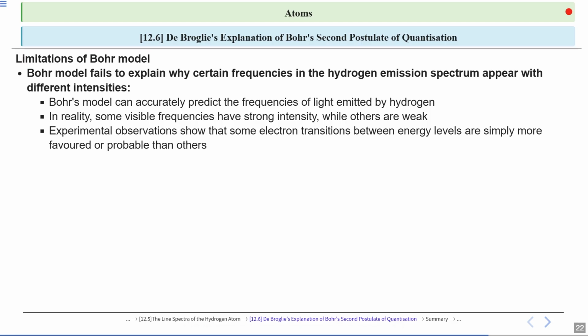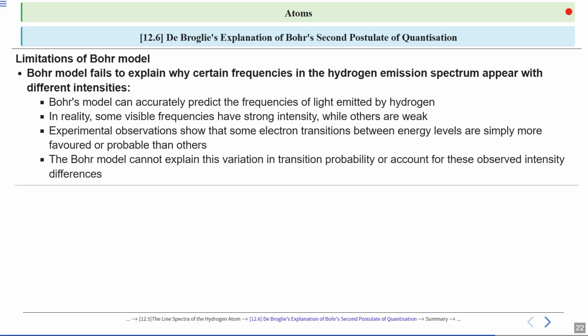Experiments show that this difference in intensity is because some electron transitions between energy levels are more likely to happen than others. In other words, certain jumps between energy levels are favored, so they produce stronger lines with stronger intensity. The Bohr model doesn't explain why these probabilities are different. To sum up, the Bohr model can't account for the variation in transition probabilities or the observed difference in line intensities. This limitation led scientists to develop more advanced models like quantum mechanics, which can explain these details.